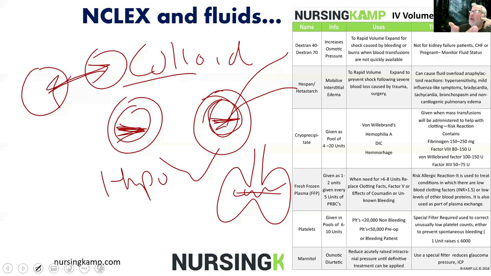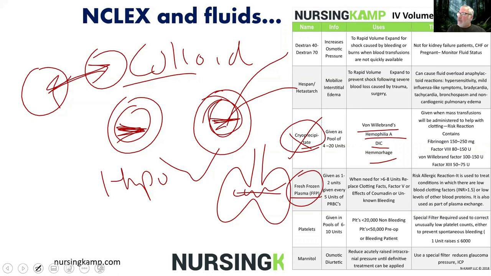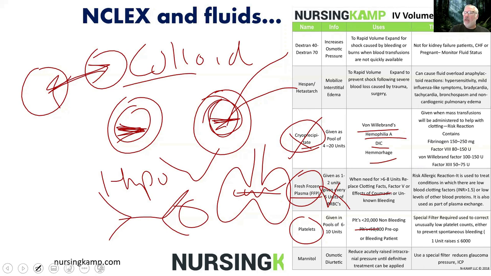All right, so then we have cryoprecipitate. You'll never be tested on that. We'll talk about Willebrand's today, DIC, hemorrhage, fresh frozen plasma. We talked about with myasthenia gravis, Guillain-Barré. When we start to move out plasmapheresis, they get fresh frozen plasma. But you'll never be tested on this. Platelets only in response to low platelets. This is generally all given in the ICU. And then mannitol, we already talked about as far as head injury. All right. So now as we move towards blood.